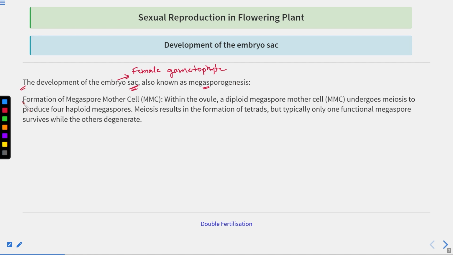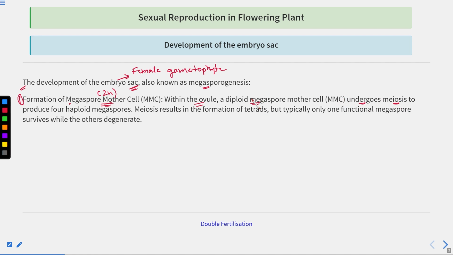Now first step. What is the first step in the formation of the embryo sac? First is the formation of the megaspore mother cells that are formed at the micropylar region. We have already discussed in the previous lectures, briefly we have discussed there. First is the formation of the megaspore mother cells. So megaspore mother cells are diploid, means they contain 2 sets of chromosome. Now within the ovule, the diploid megaspore mother cells undergo the meiosis.